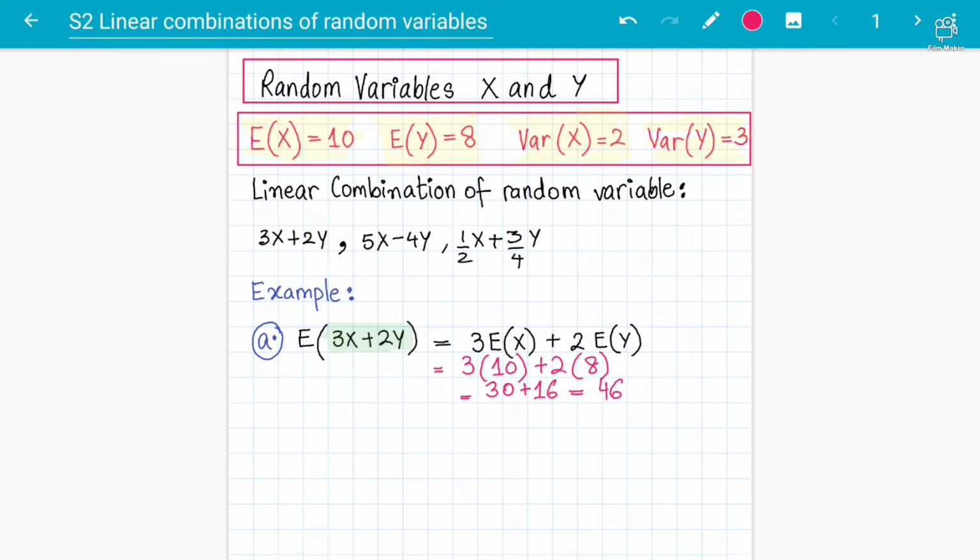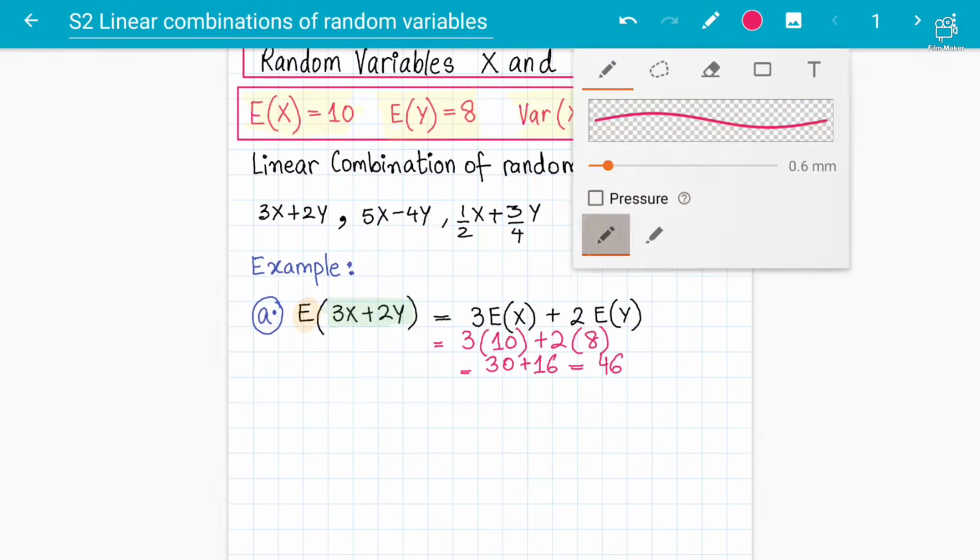I'll repeat the point, students. Hope everyone gets this very easily and clearly. If you have to find the mean of a linear combination of random variables, follow carefully, I'm talking about the mean only. E stands for mean, and VAR stands for the variance. E stands for mean, so you just multiply the number, whatever the number is, with the mean of the random variable x, and multiply the number given with the random variable y by the mean of y. That is going to give the mean.